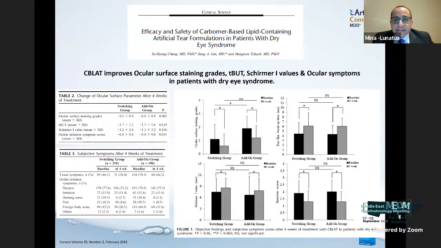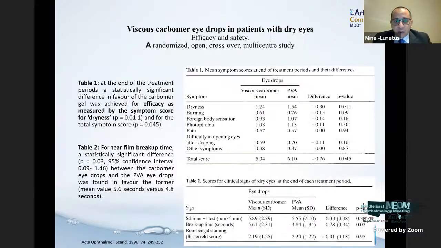A carbomer-based lipid-containing artificial tear formulation provides improved scores of ocular surface staining grades, tear film breakup time, Schirmer values, ocular symptom score in patients with dry eye syndrome compared to natural or normal artificial lubricants.